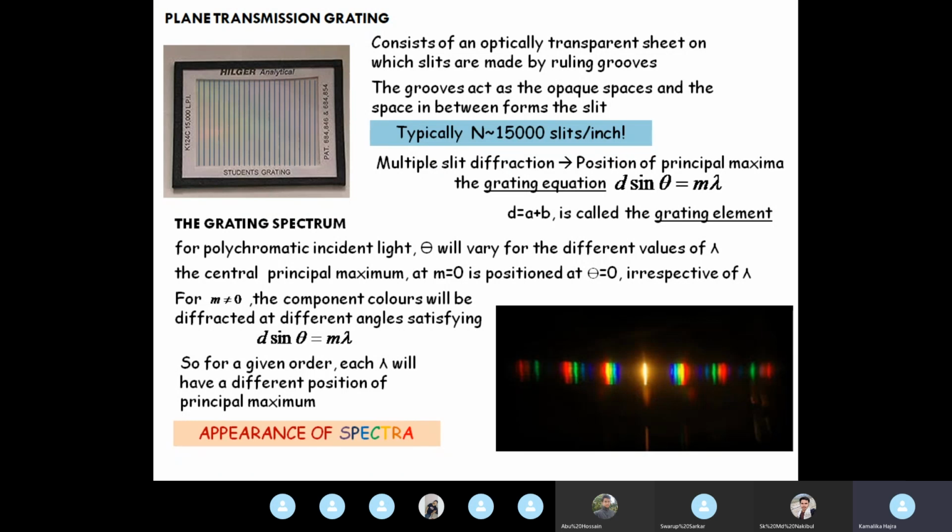This is a grating spectrum, or spectra. You see m equal to 0, positioned at theta equal to 0, the central maxima, is white light, composite light, all light falling together. But the moment you go to a higher order, this is the first order principal maxima, but the different colors satisfy the condition of principal maxima separately. So they have been separated into a spectrum. This is the second order, third order, etc.